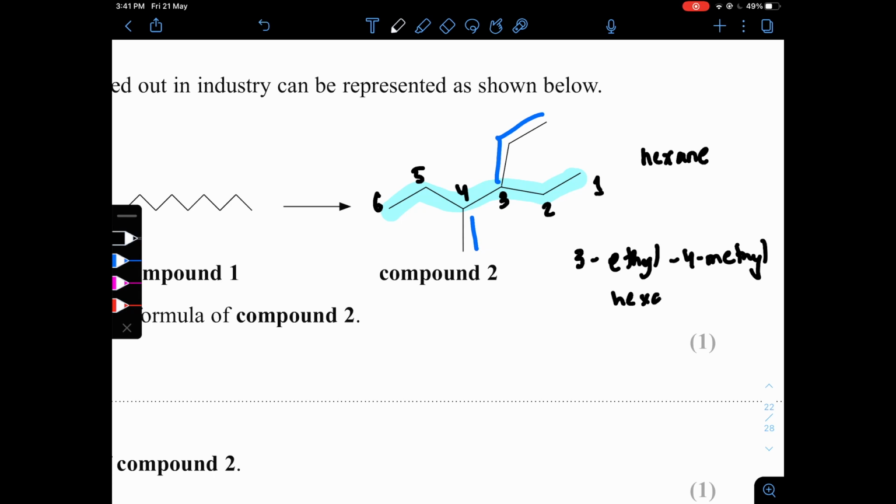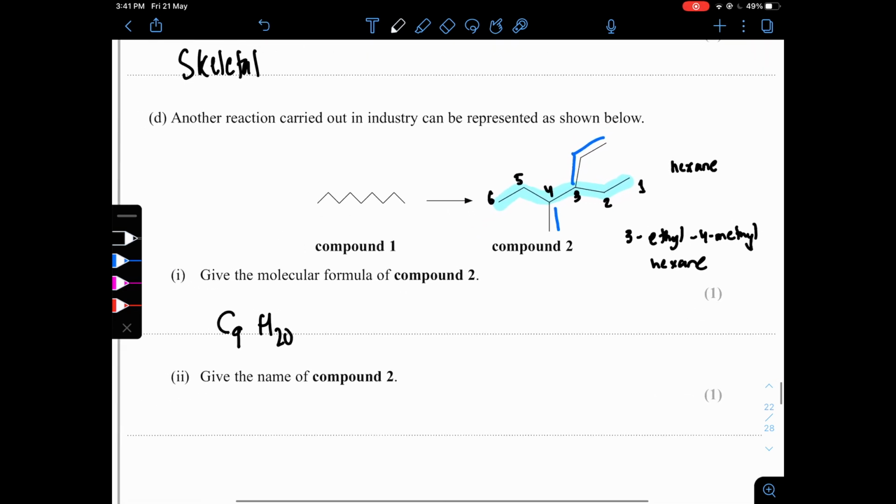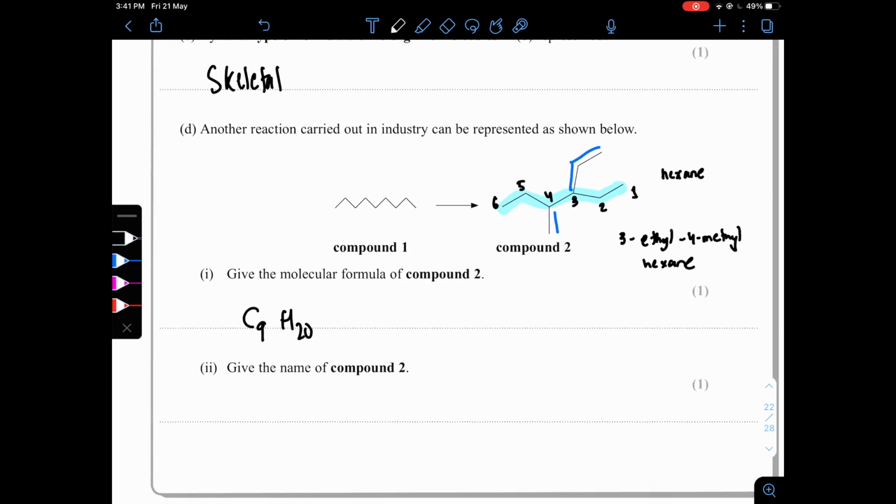hexane, right? Now, why did I do 3 ethyl, 4 methyl, and not 4 methyl, 3 ethyl? They're both correct, but usually in the IUPAC naming system, we try to be in alphabetical order. So E comes before M. That's why it's 3 ethyl, 4 methyl hexane.